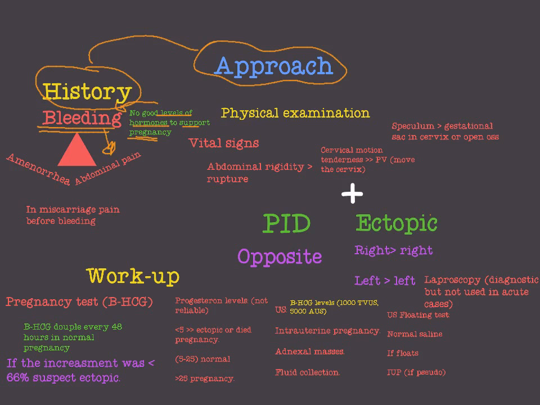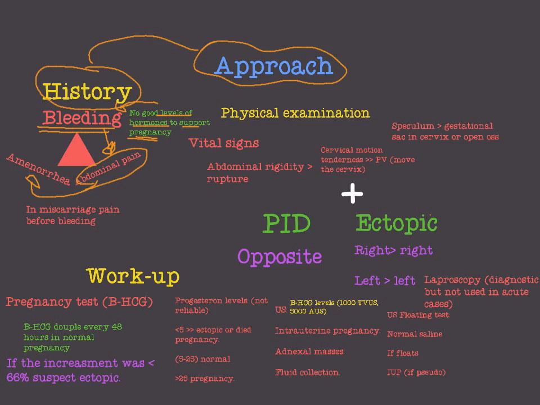The second one is abdominal pain, and this is an important symptom also. So bleeding, abdominal pain, and then amenorrhea. Amenorrhea, because it is a pregnancy.